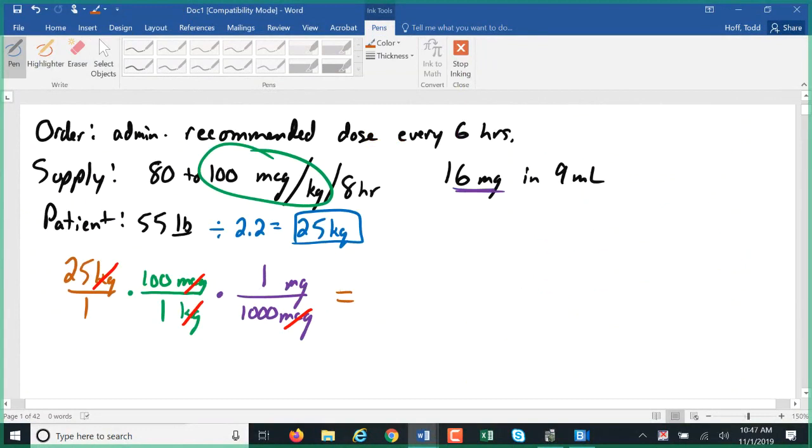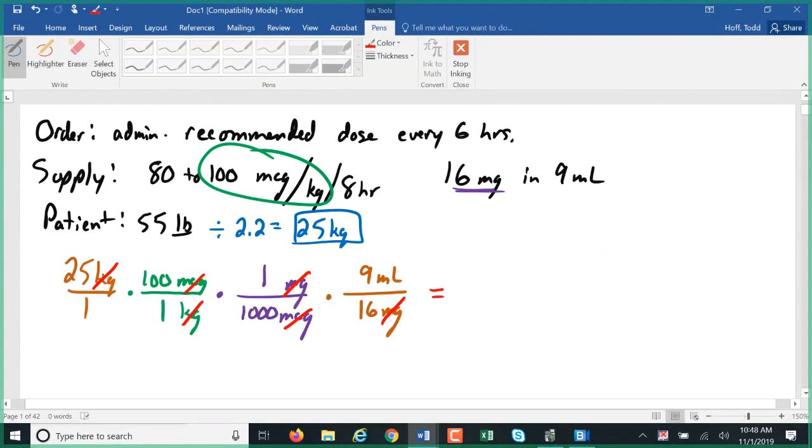Now we can convert milligrams to milliliters. So in this next conversion, what's going to go in that factor? 9 milliliters on top, 16 milligrams on bottom. So the milligrams cancel out. So now we can go ahead and multiply this out.